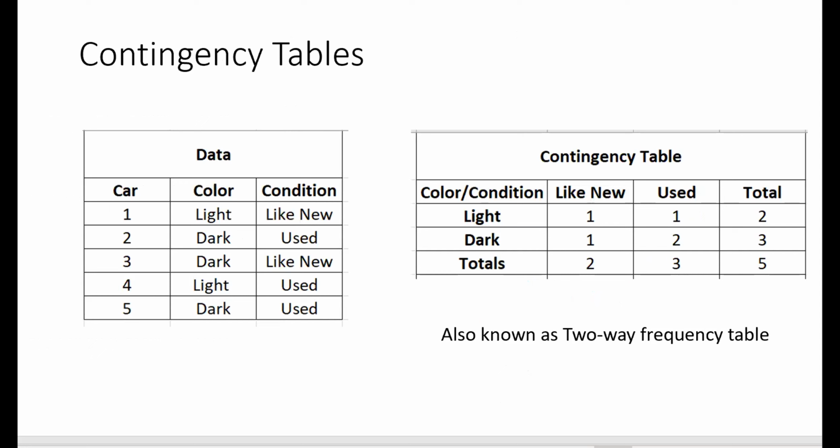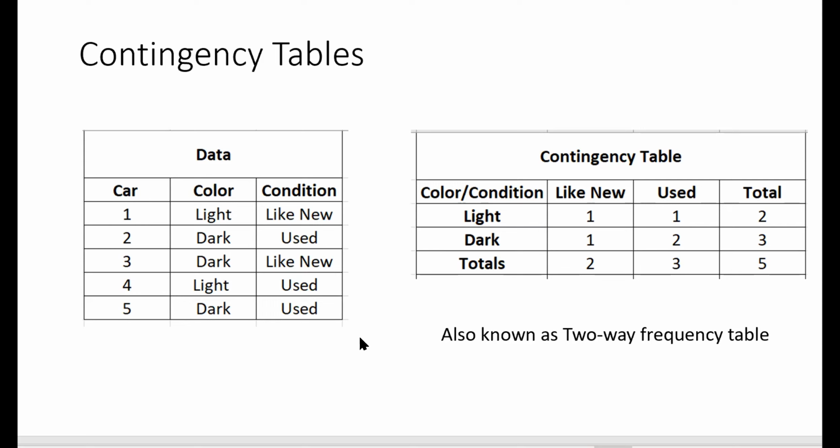of bivariate data, or another way to organize and present bivariate data, which is called a contingency table. Basically, those tables are used for non-numeric data, usually for qualitative data. So here again, this is our data. We have cars 1 through 5, and then for each car, we record the color of the car and the condition. And the color, of course, we just broke down as light and dark.